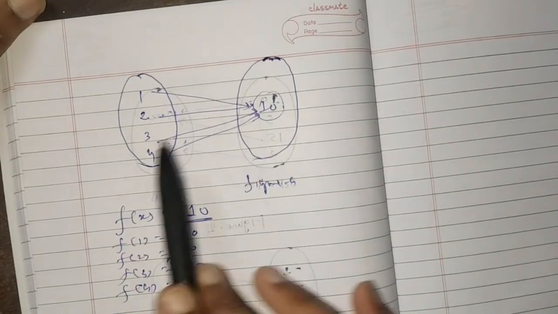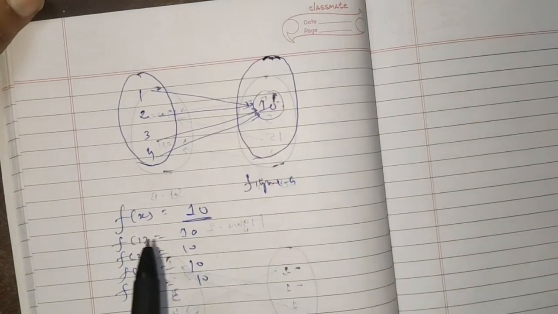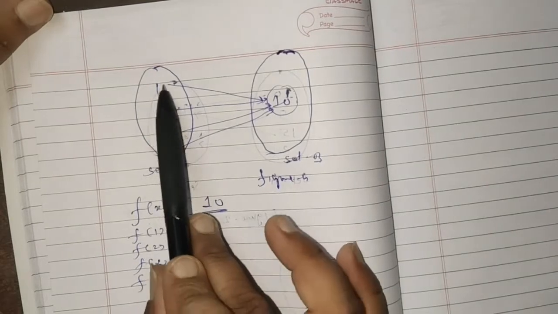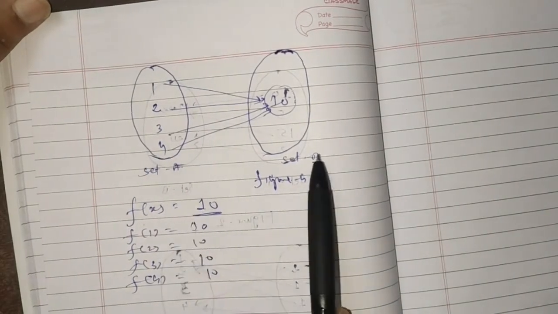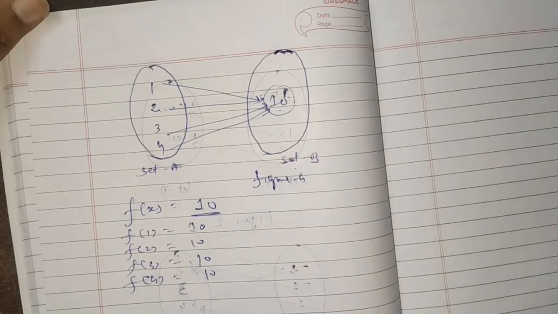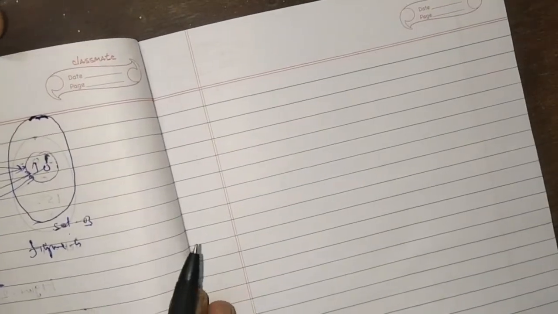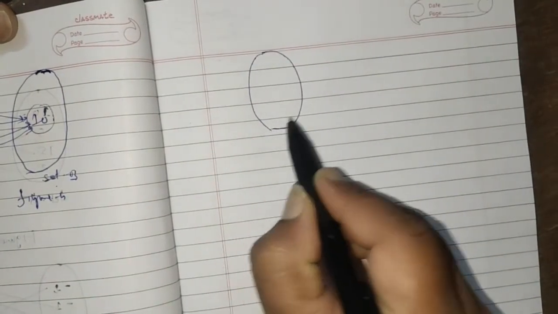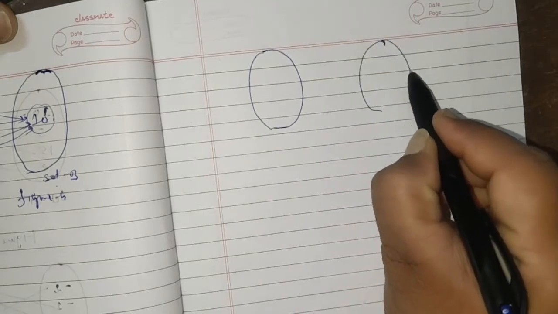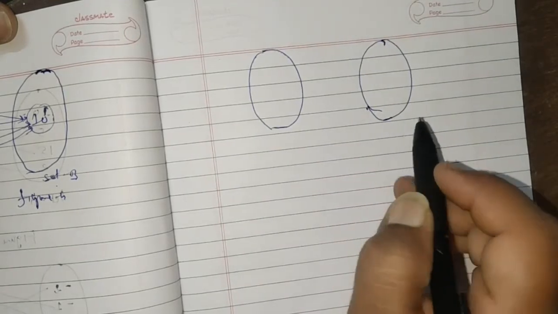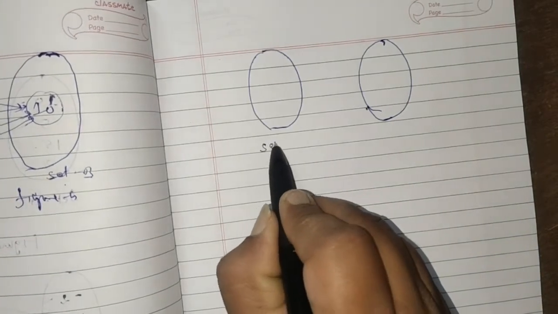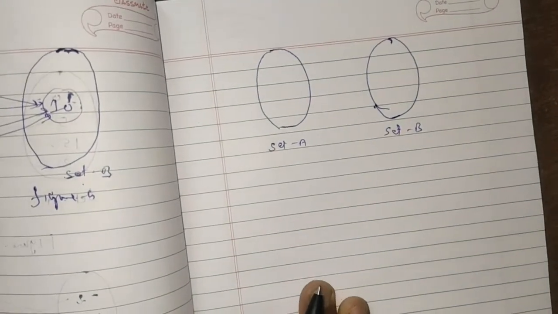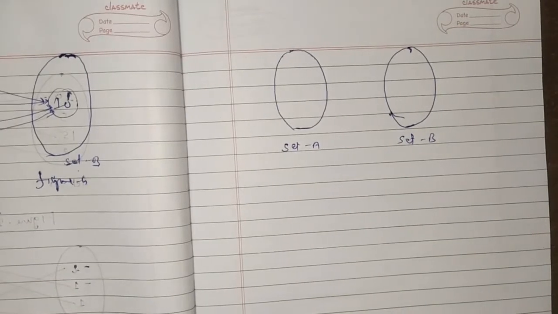It's very simple. Its relation f(x) is equal to 10. So set A is related with set B. All the elements of set A are related with one and only one element of set B. Now we'll discuss one more, the last one. Set A and set B.